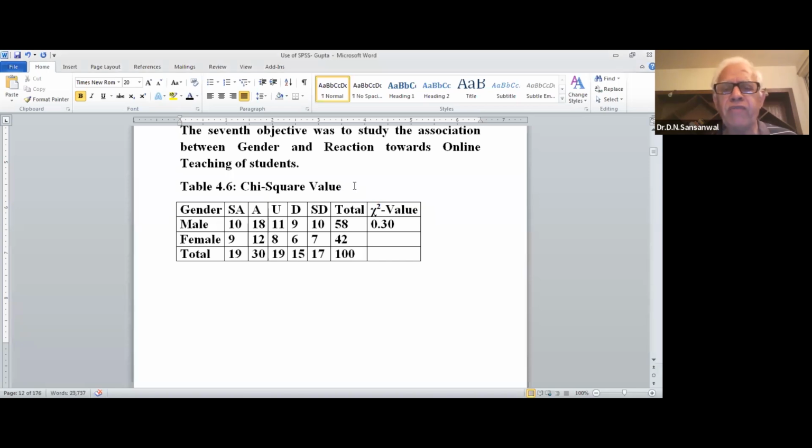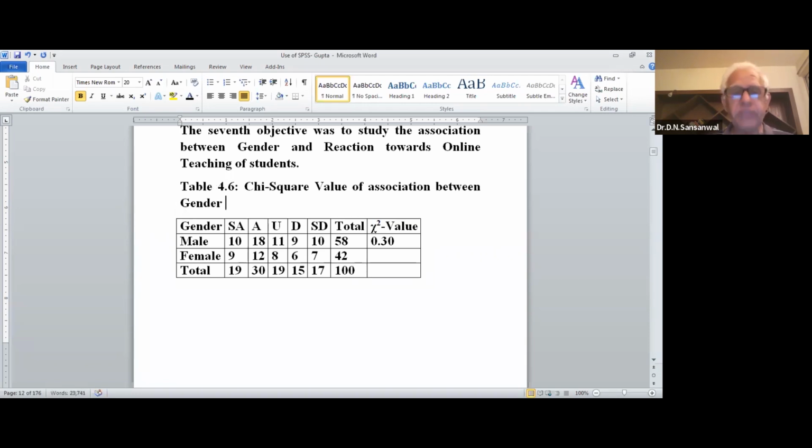So chi-square value of association between gender and reaction towards online teaching of students.